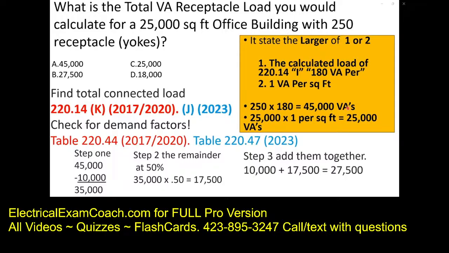We take the 10,000 that we set to the side, we take the new reduced load, we add them together, and we get 27.5, and we select B.